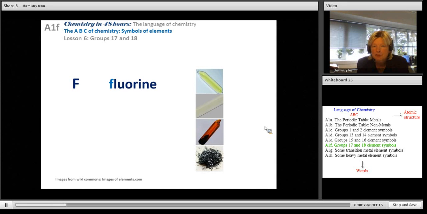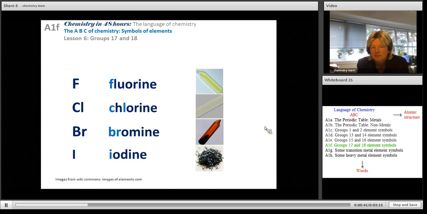So we've got fluorine. The first letter is used, F, for its symbol. Chlorine, the first and third letter. Bromine, the first two letters of bromine is used for its symbol. And iodine, back to the first letter again. Notice that the first letter of the symbol is always uppercase and the second letter is lowercase.